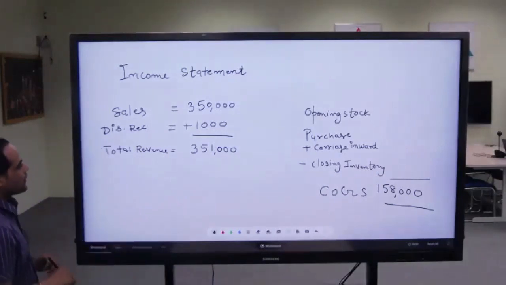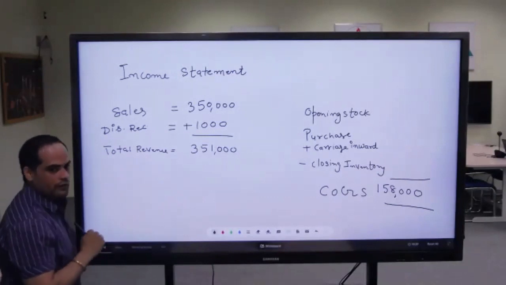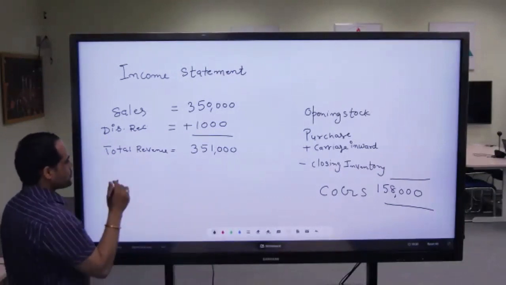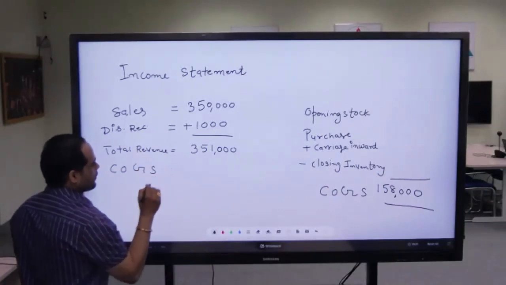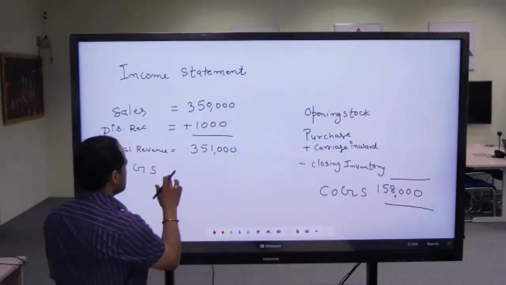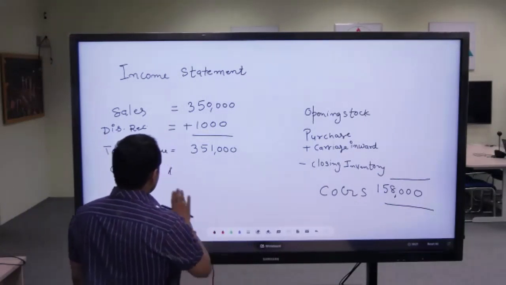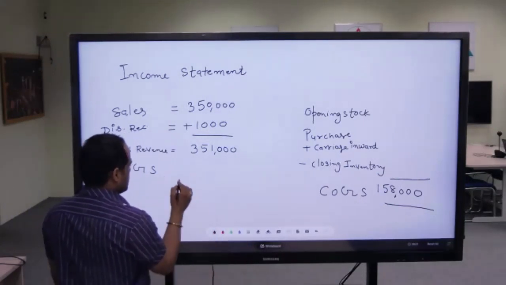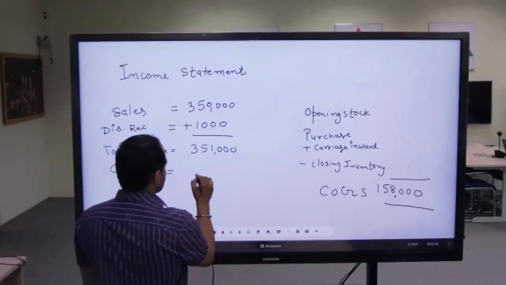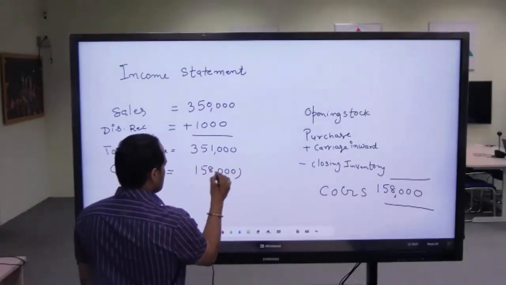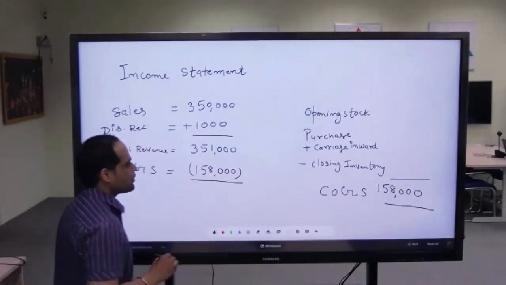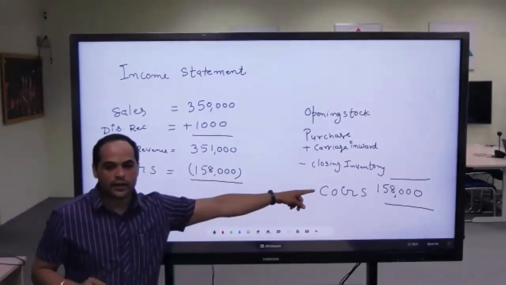Okay. Now you have a revenue. You also have a cost of goods sold. Cost of goods sold is 158,000. That comes from here, right?